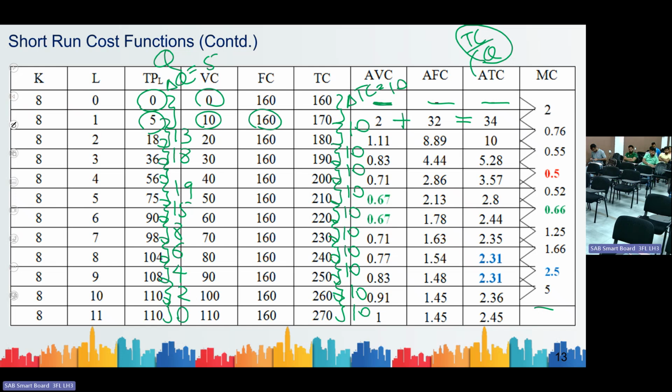So you see cost concepts here. But do we observe? MC reaches the minimum value here. MC is minimum here. It lies between 36 and 56 of output level.